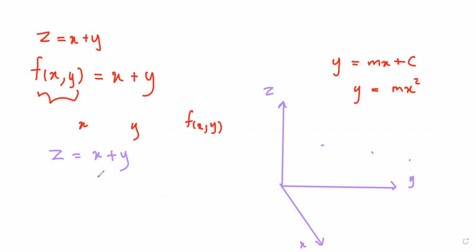So the first thing you should do is make one variable 0. Let's say x is 0. If we make x 0, what's going to be the final equation? z is going to be equal to y. So let's imagine where in this graph, in these axes, we are going to denote the area where x is equal to 0.